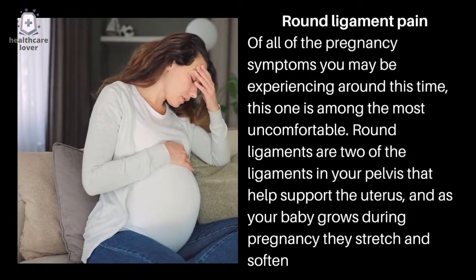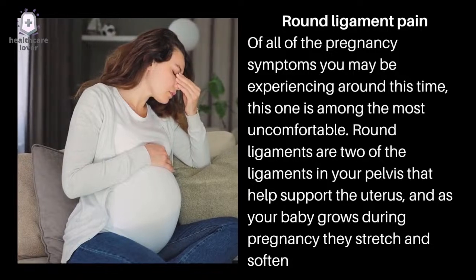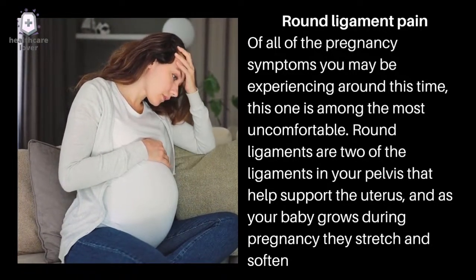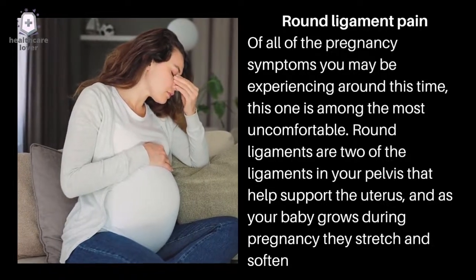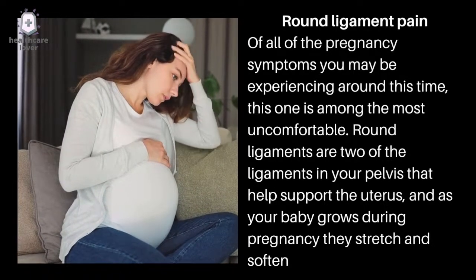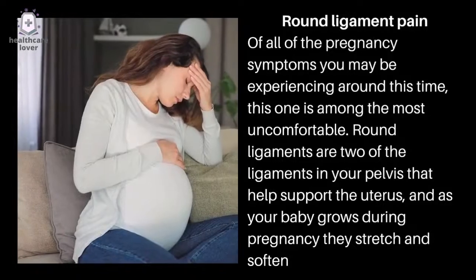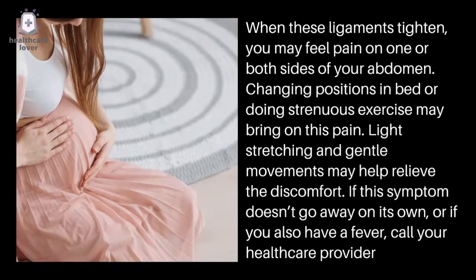Round ligament pain. Of all of the pregnancy symptoms you may be experiencing around this time, this one is among the most uncomfortable. Round ligaments are two of the ligaments in your pelvis that help support the uterus, and as your baby grows during pregnancy they stretch and soften. When these ligaments tighten, you may feel pain on one or both sides of your abdomen. Changing positions in bed or doing strenuous exercise may bring on this pain. Light stretching and gentle movements may help relieve the discomfort. If this symptom doesn't go away on its own, or if you also have a fever, call your healthcare provider.